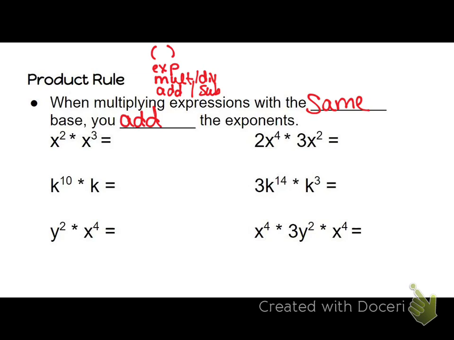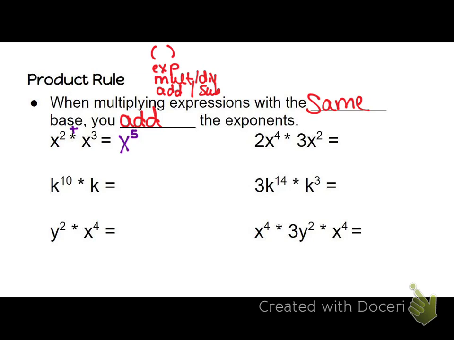If we're multiplying our exponents, we're going to work our way down the list. So what's right under multiply? Divide. What's right under multiply? Add. So that means we're going to work down the list. So if we're multiplying, we're going to add the exponents, okay? So are the bases the same? X squared times x cubed. Are the bases the same? Yes. Okay, so our base will remain x, and then we're going to add the exponents together. So 2 plus 3 equals 5. So it's going to be x to the 5th power.